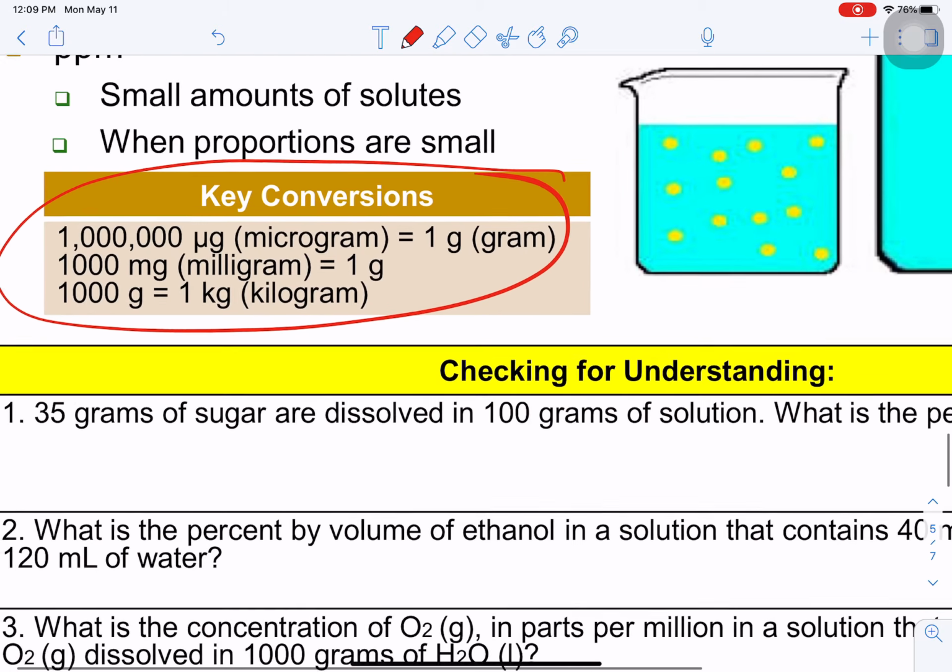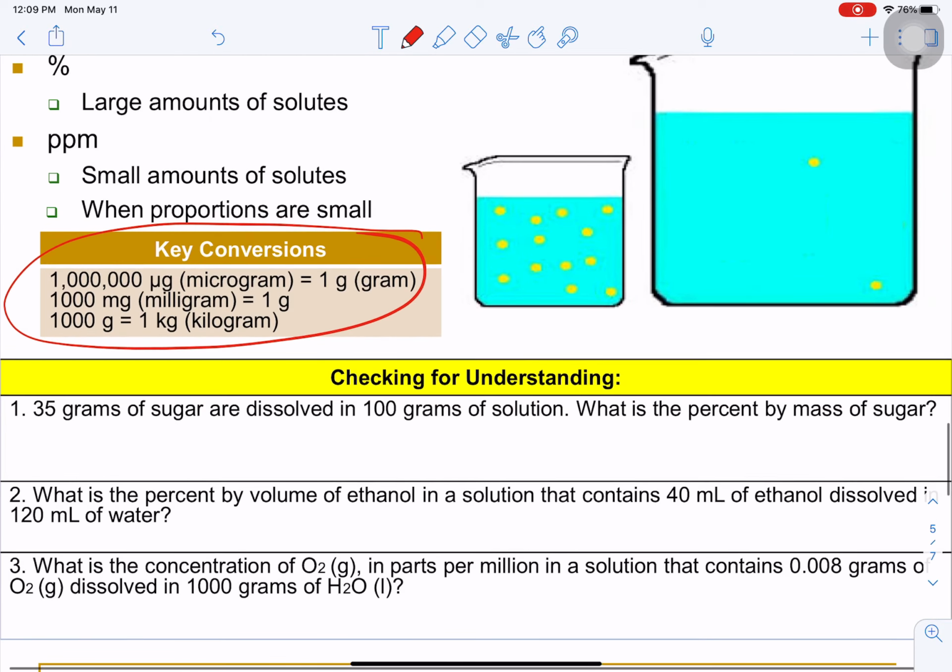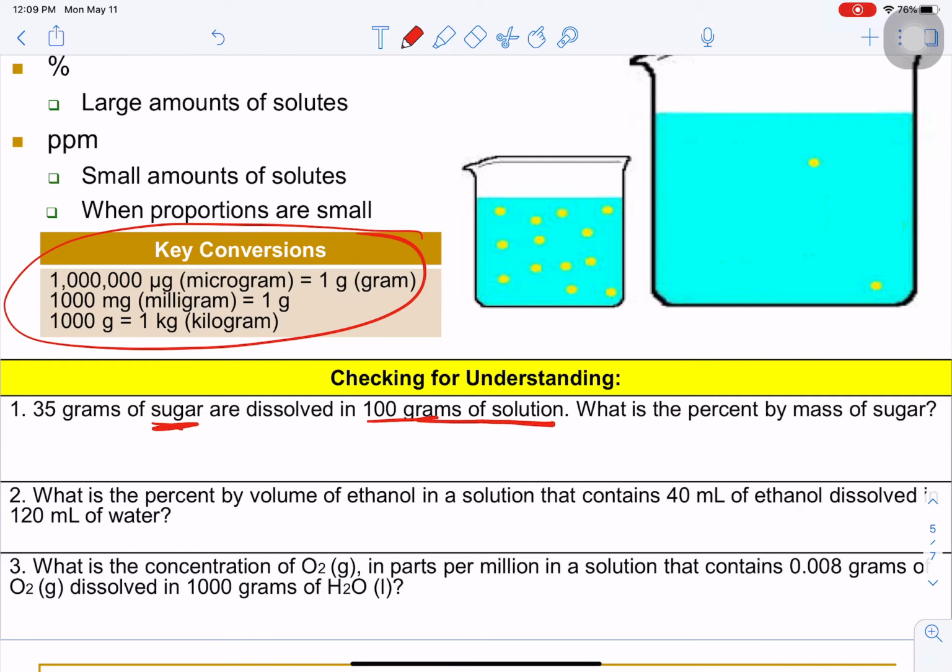Let's do it. So what is our solute? Sugar's our solute because it's being dissolved. And it says in 100 grams of solution. So all this is 35 divided by 100. We'll get a value, then multiply that value by 100 to get your percentage. So 35 divided by 100 is 0.35. Multiplied by 100 gives us 35%. So what is the percent by mass of sugar? 35%. Done.